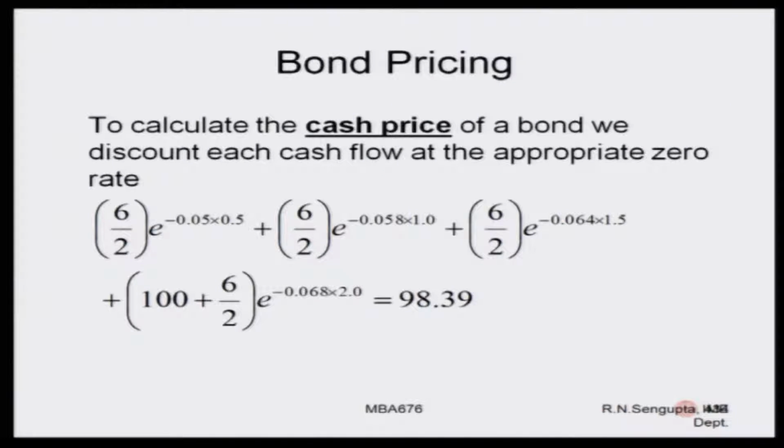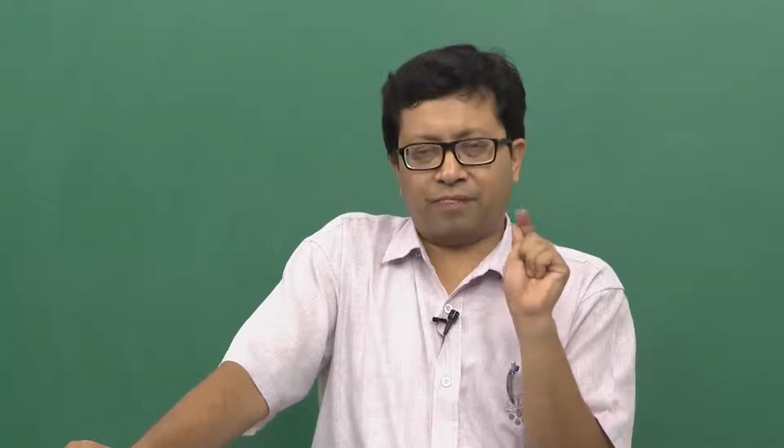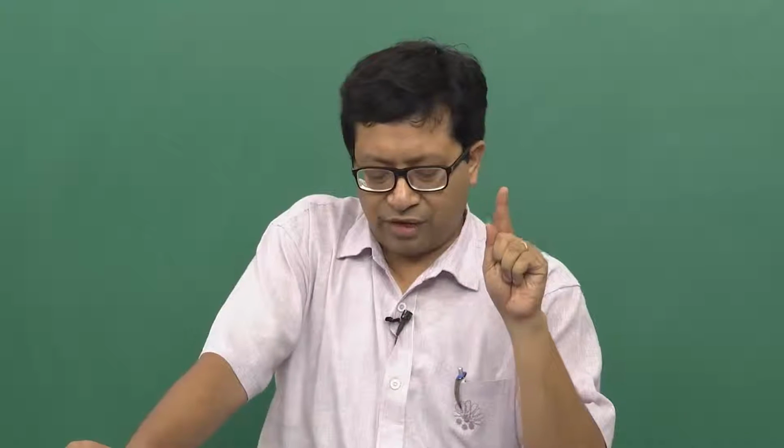So what you do is that for the 6-month period, which is half a year, the interest rate was 5%. So you multiply 6/2, which is the $3, by e to the power minus r t, which is minus 0.05 into t. Here t is the time frame, which is 6 months, that is 6/12, which is 0.5.